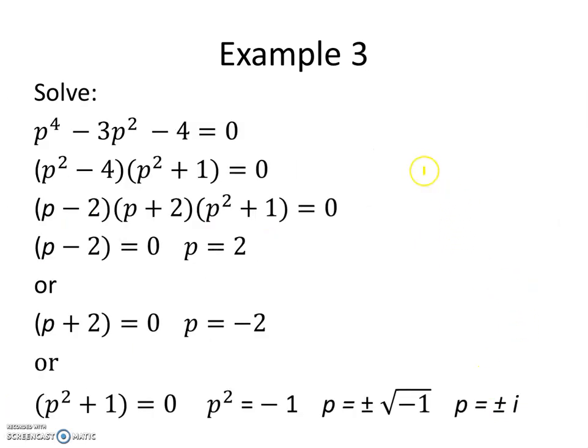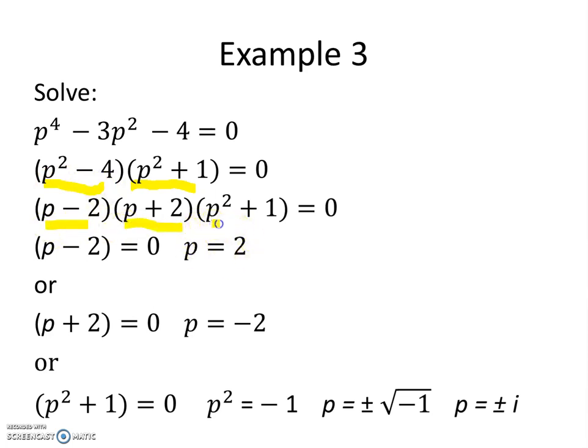On example 3, we're given the equation p to the 4th minus 3p squared minus 4 equals 0. It factors quite nicely into p squared minus 4 times p squared plus 1. We know p squared plus 1 is prime, but p squared minus 4 is the difference of squares, so it factors into p minus 2 times p plus 2.